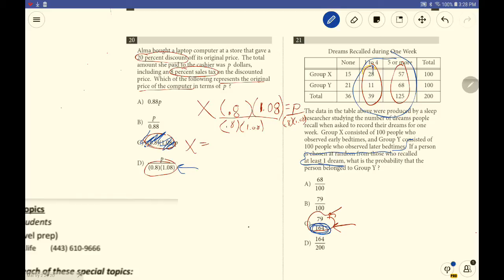But let's go ahead and show that we can get the numerator too. If a person is chosen at random, what is the probability that the person belonged to group Y? So of the number of people that we're including in this question, the number that is in group Y is 79. So the probability is 79 over 164.